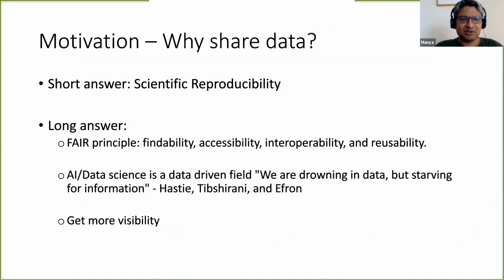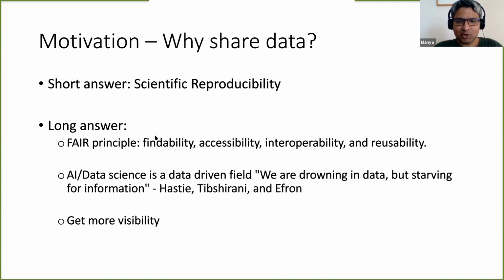So the first question is, what was our motivation for sharing the data? The short answer is scientific reproducibility, so that other researchers in the field could reproduce our results. But the long answer is in line with what has already been presented by Marta and by Beatriz: the FAIR principles. But more importantly for us, in the field of AI and deep learning, it is a data-driven field, in that you require an initial data set to get started in your work, which we know is the case in many fields such as self-driving cars.